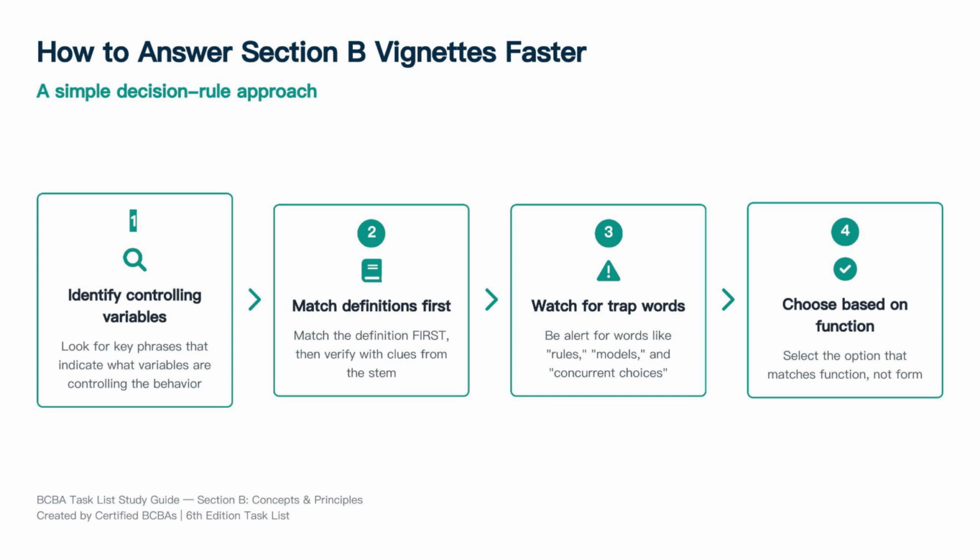When Section B questions feel overwhelming, use a simple routine. First, scan for what's controlling the behavior: MO, SD, reinforcement history, rules, models. Then match the definition before you get distracted by story details. Watch for trap words like rule or model that tempt you into the wrong concept. And finally, choose the answer that fits the function of behavior, not the form of the response.